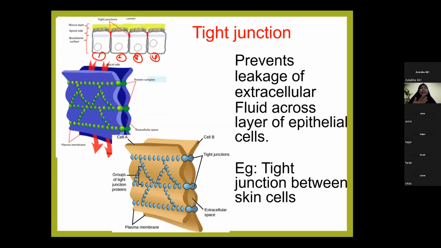Okay, contoh paling senang. Kita ambil kita punya epidermis cell kita, bawah kulit kita ni, epidermis. Okay, right. Antara sel epidermis dekat dalam epidermis cell ni, bawah kulit kita ni, banyak sel kan? Antara satu sel dengan sel yang lain ada tight junction. So what is the function of tight junction? Nama pun tight junction, dia ketat. So untuk apa tugas dia? To prevent leakage of extracellular fluid across layer of epithelial cell. So the function is to prevent leakage, menghalang kebocoran.